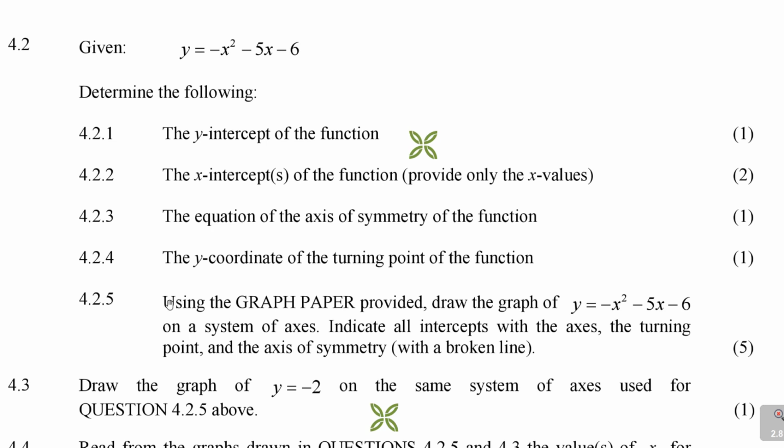Maybe we can do this one. Okay, let's do that one. Now look at this. It says you are given this. So before I do it, it says determine the following. Okay, let's not focus on that 5 marks. Let's go step by step.